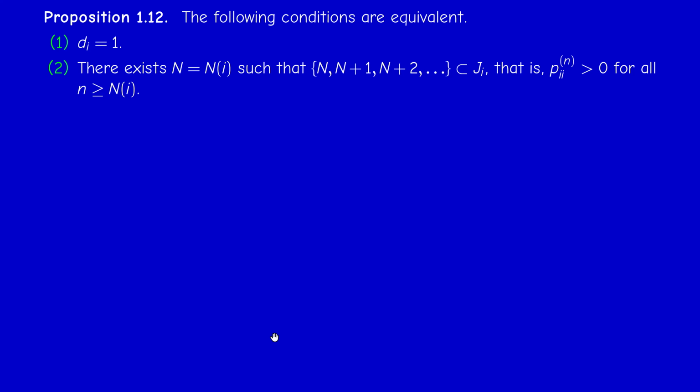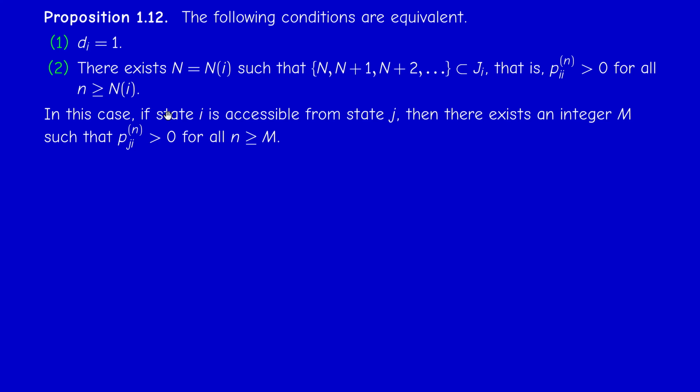And now the next result gives an equivalence between two conditions. One: state i has period 1. Two: the set Ji contains all the integers starting from a certain rank, which means that starting from a certain rank N, there are cycles of arbitrary length bigger than N starting from i. So if I start from i, I can go back to i after capital N steps, after capital N plus 1 steps, after capital N plus 2 steps, and so on. This is the geometric interpretation.